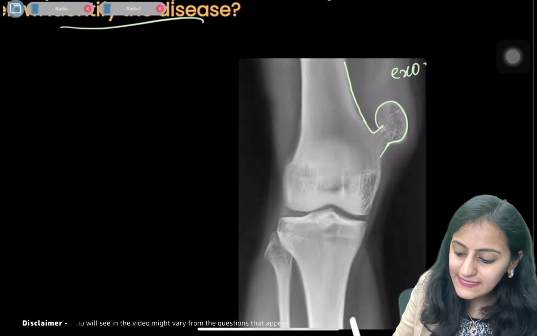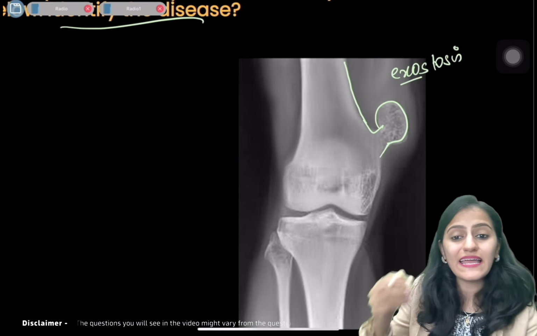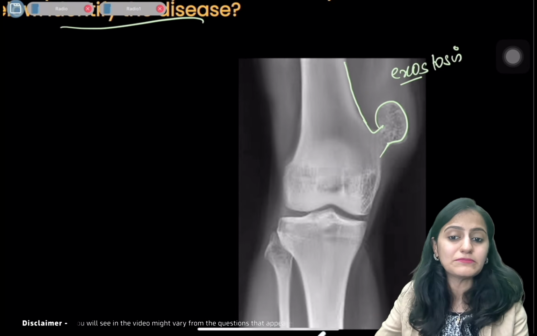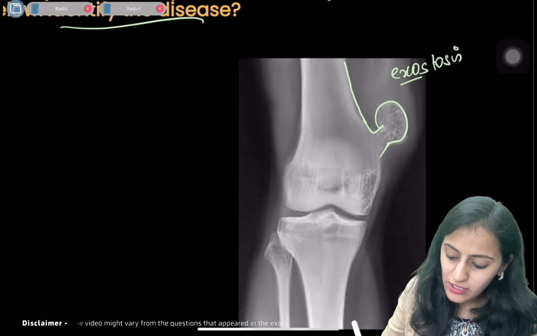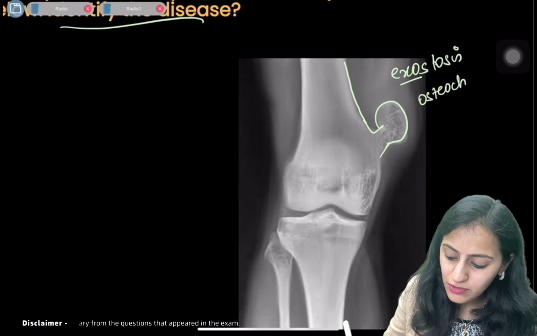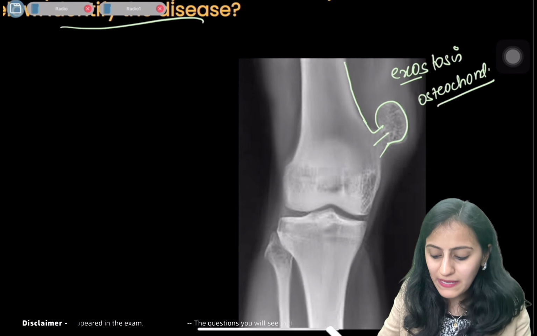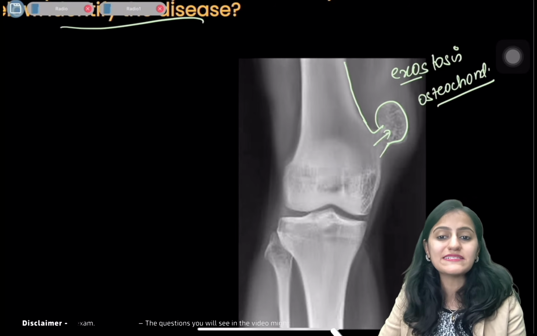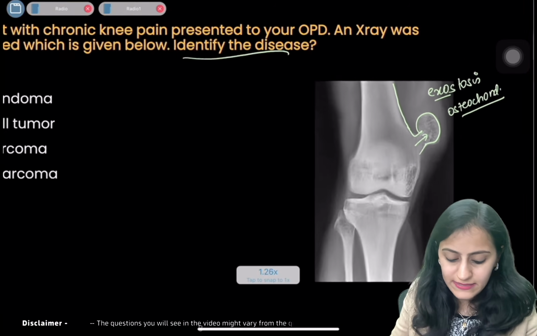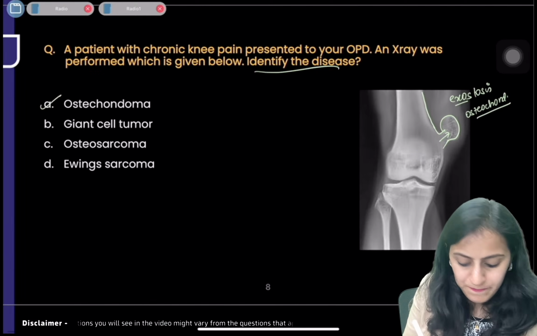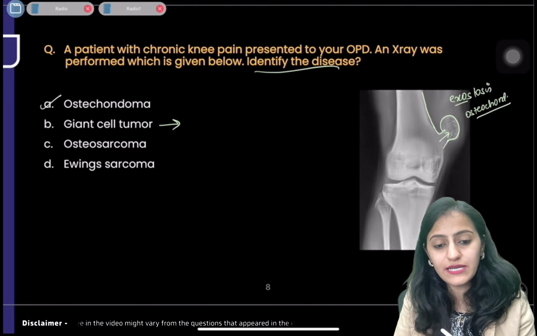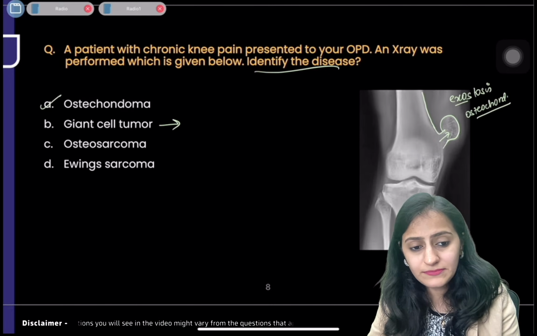So, this is exostosis. Exo means out, ostosis means the bone growing out. So exostosis, that is osteochondroma, is the other name for exostosis. It can be pedunculated like this, or it can be sessile as well. So that is osteochondroma. Giant cell tumor.